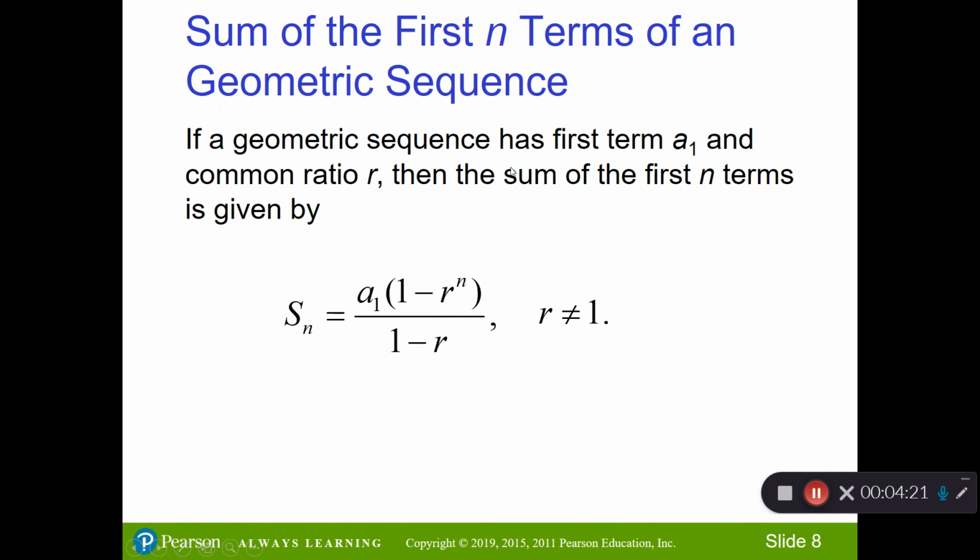Now, for a geometric sequence that has the first term a1 and common ratio r, the first n terms will sum to a1 times 1 minus r to the n over 1 minus r.